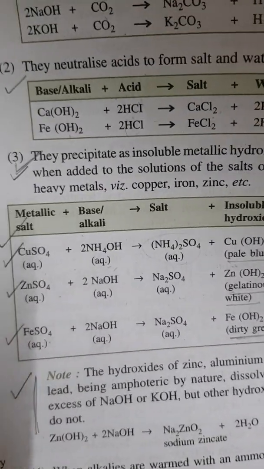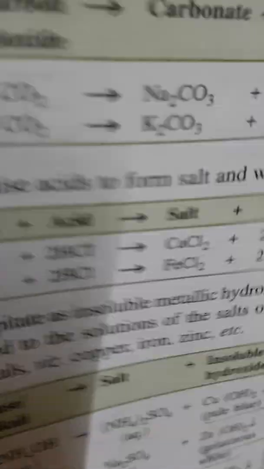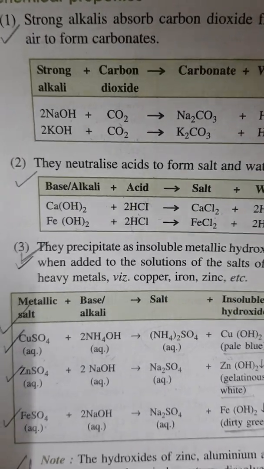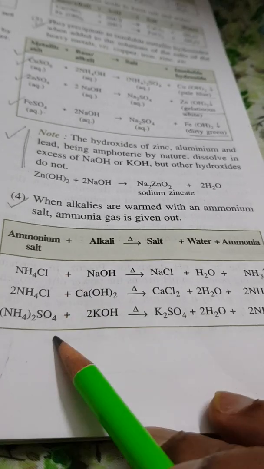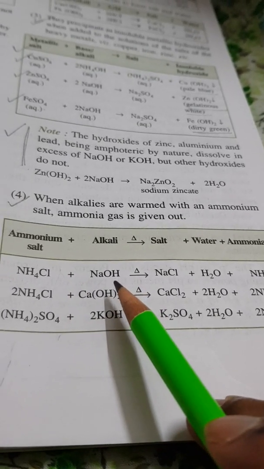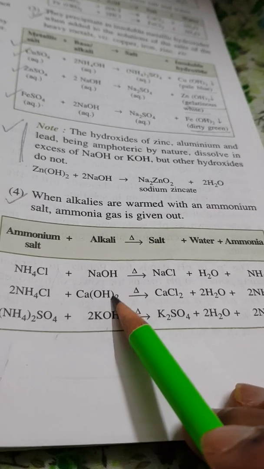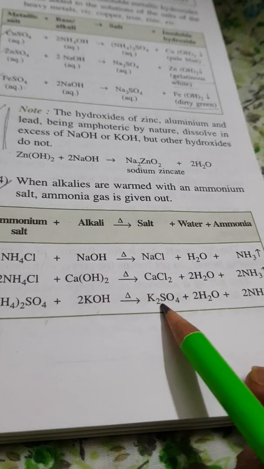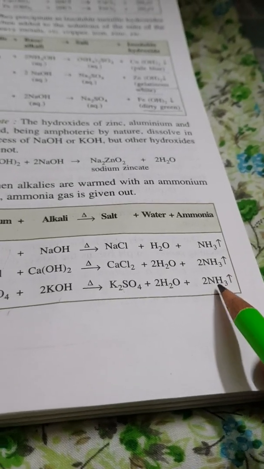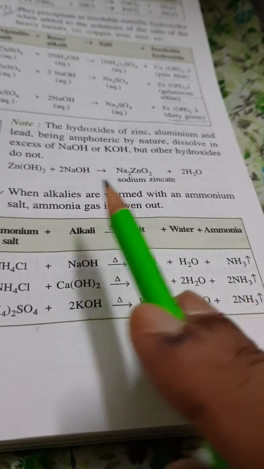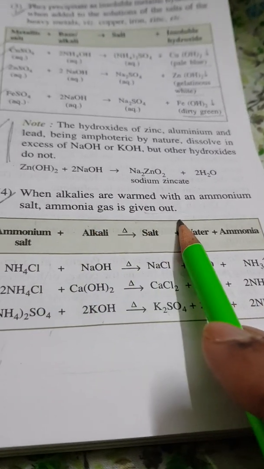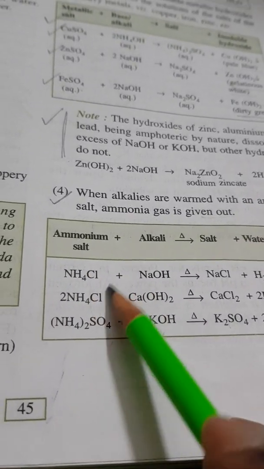Where we have got chemical properties. Towards the end, you see, I'm showing you the reactions. I'll try to focus it for you, just 1 minute. This is there. These reactions. Ammonium chloride or any ammonium salt, when it reacts with any alkali, NaOH, KOH or Ca(OH)2, gives us the corresponding salt, water and evolves ammonia gas. Statement to be learnt: when alkalis are warmed with any ammonium salt, ammonia gas is given out. Any ammonium salt, no exception, any ammonium salt.